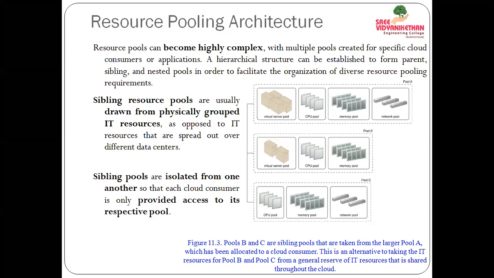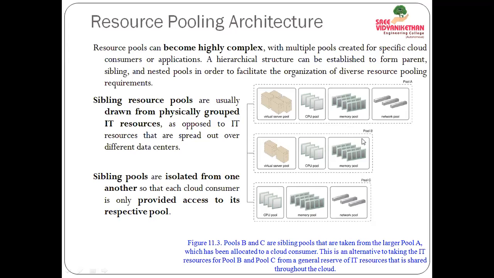What exactly happens in sibling resource pools is, first, one resource pool will be formed, where you can come across certain servers, memory, CPU and network as well. Out of this first pool, sub pools might be formed. For example, in the figure on the slide, you can see that first pool A is created. This pool A consists of 4 virtual server pools, 4 CPU pools, 4 memory pools, and 3 network pools. Out of these resources, siblings would be formed.